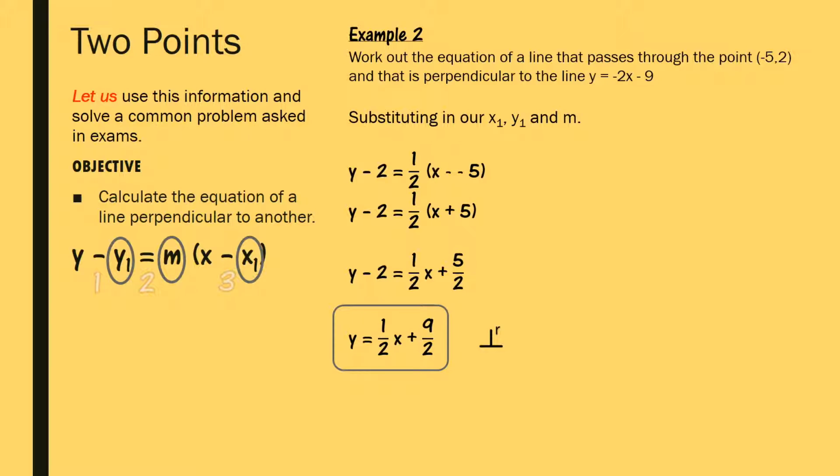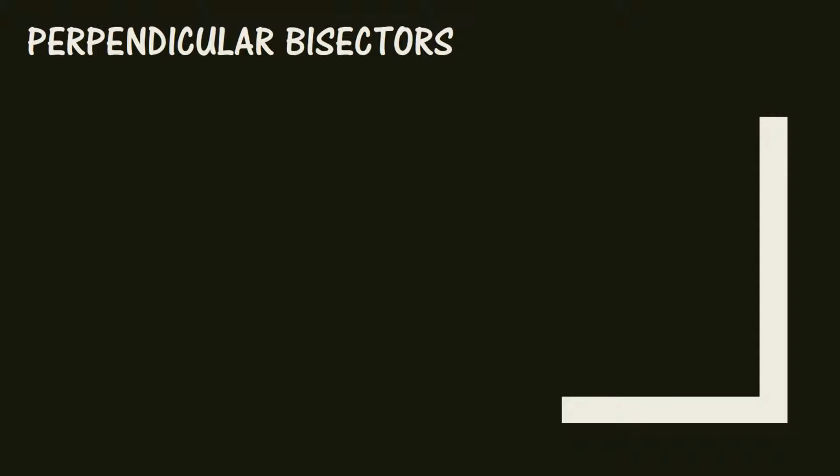And that's our answer to the question to work out the equation of the line that passes through minus 5, 2, and that is perpendicular to the line y equals minus 2x minus 9. And I've given you the little shortcut for perpendicular to, which looks like a right angle and an upside down T. That's supposed to be an R, rather badly drawn at the side. And that is how to calculate the equation of one line perpendicular to another.